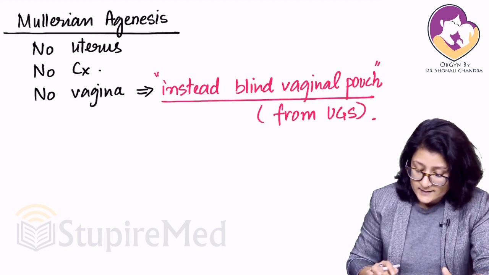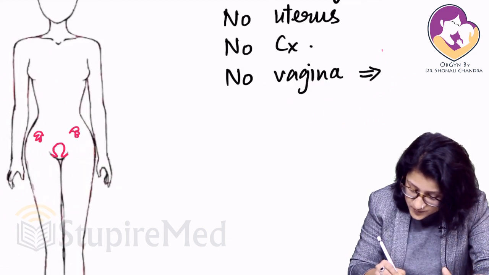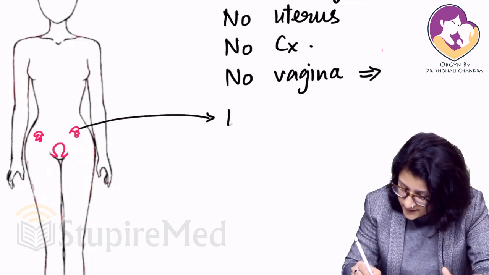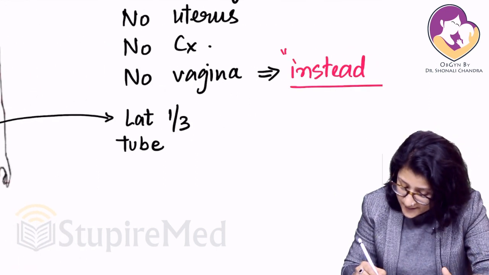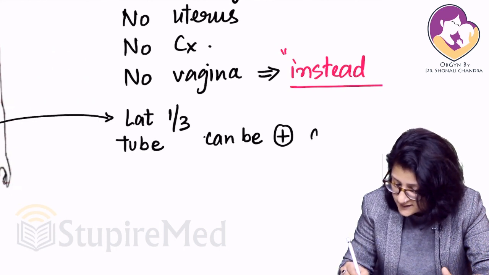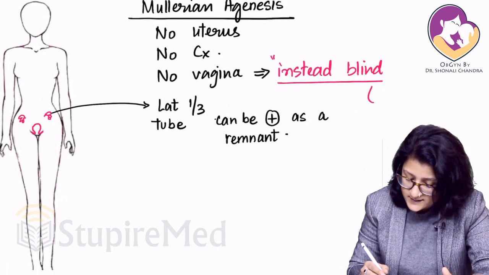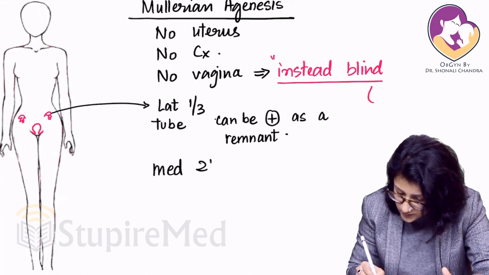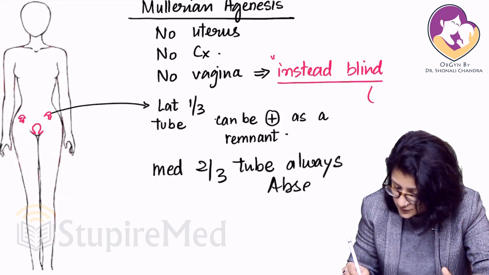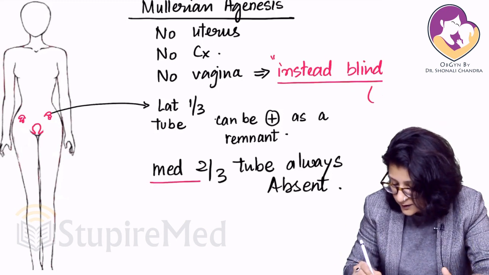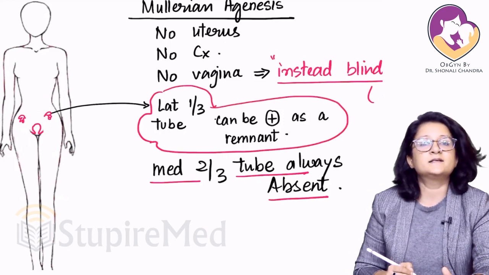All right. What else? What about the tubes? The lateral one-third of the tube can be present as a remnant. What is important to understand is that the medial two-thirds of the tube is always absent. The medial two-thirds of the tube is always absent. Very, very important point to remember. Sometimes the lateral one-third of the tube can be present as a remnant.